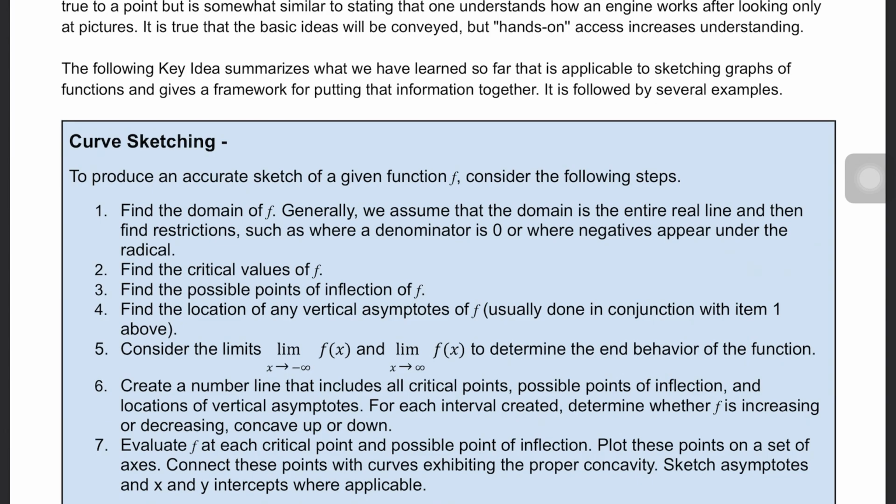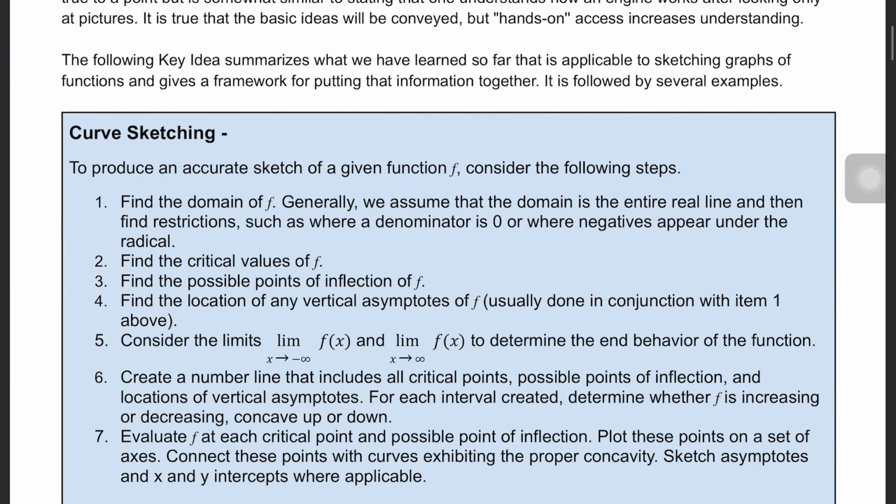To find the critical values of f, we'll set the first derivative equal to 0 and solve for x, and also find where the first derivative is undefined and solve for x. Find the possible points of inflection, which is very similar to the previous one, but in this case we'll deal with the second derivative: set it equal to 0 and solve for x, and find the values of x where the second derivative is undefined.